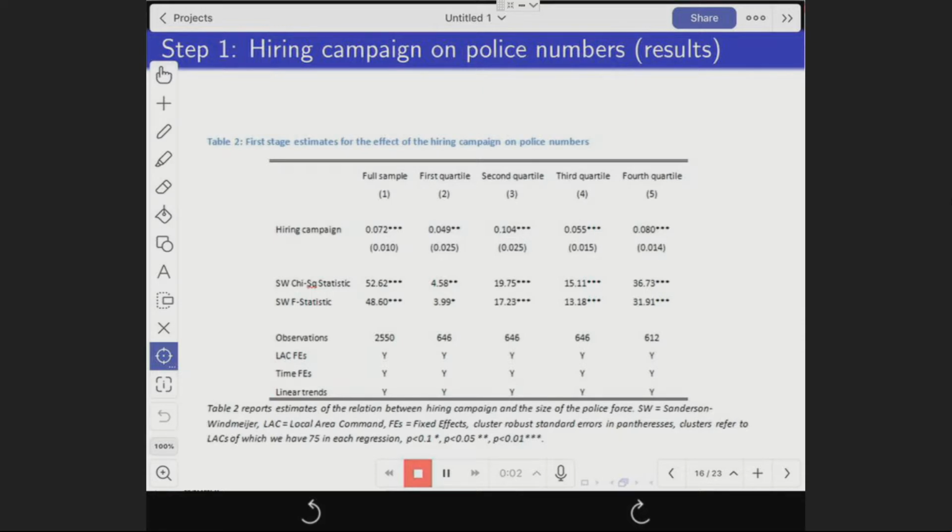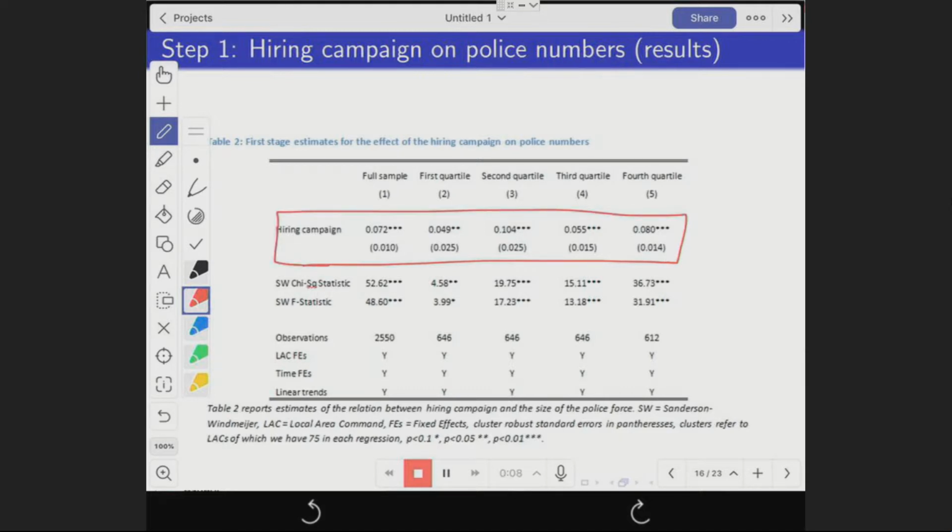Now there's a lot going on in the table, so stay with me. Only look at this row here. Everything in a bracket is a standard error. These little stars indicate statistical significance. And let's focus our attention on this first column. So what does this guy say here? This says that the hiring campaign increased the average size of the police force by about 7.2%. That's what he says. So what do these columns indicate?